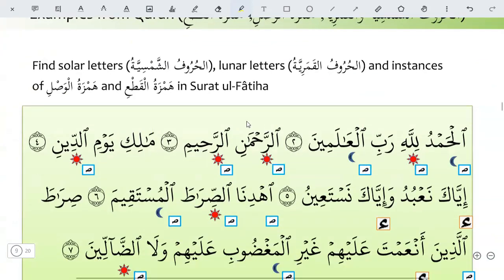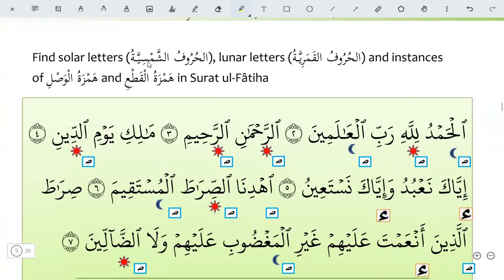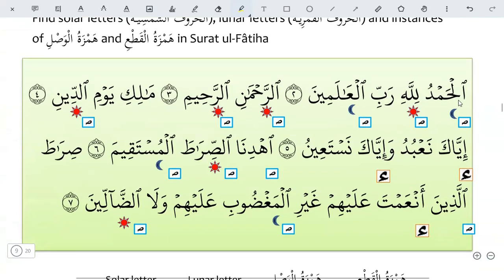And these are the examples. Find solar letters, Al-Huruf ash-Shamsiyyah. Lunar letters, Al-Huruf al-Qamariyyah. And instances of Hamzatul Wasl and Hamzatul Qat' in Surat al-Fatiha. So, Alhamdulillah.